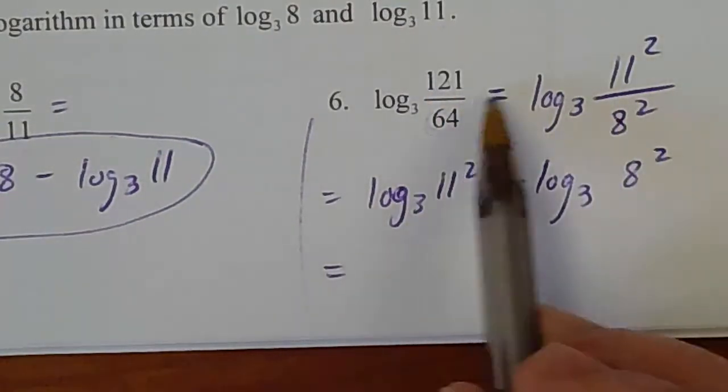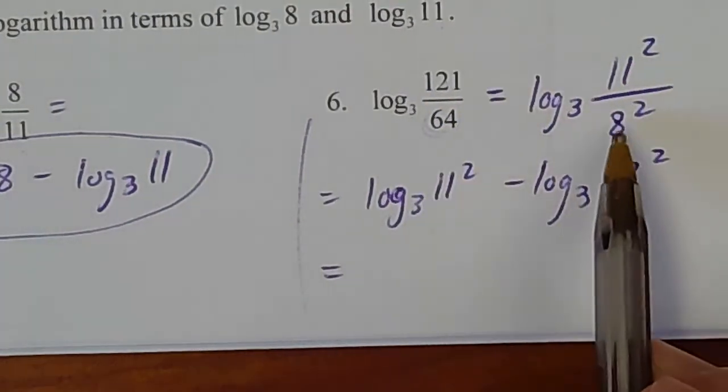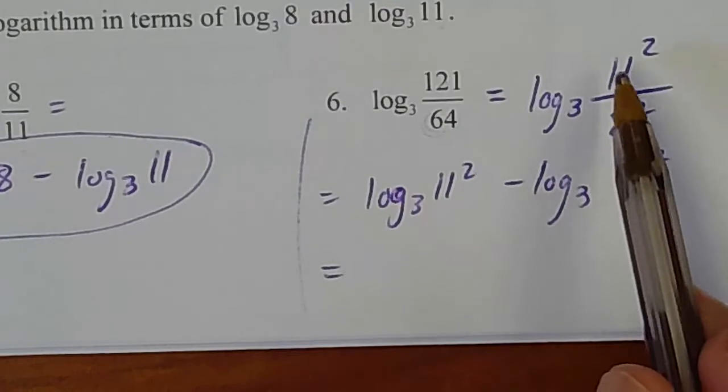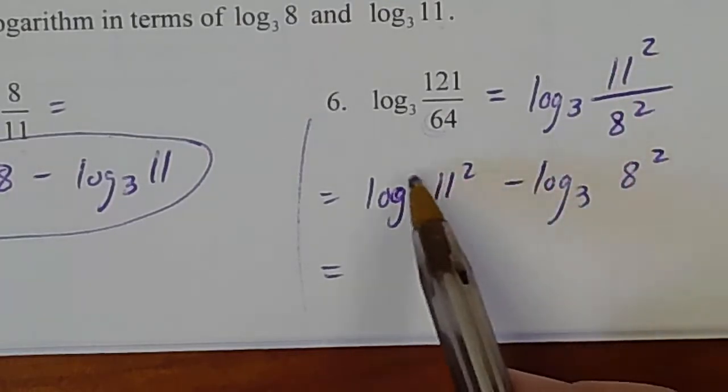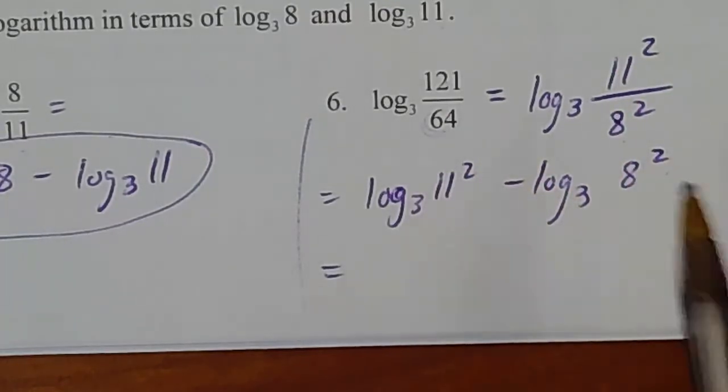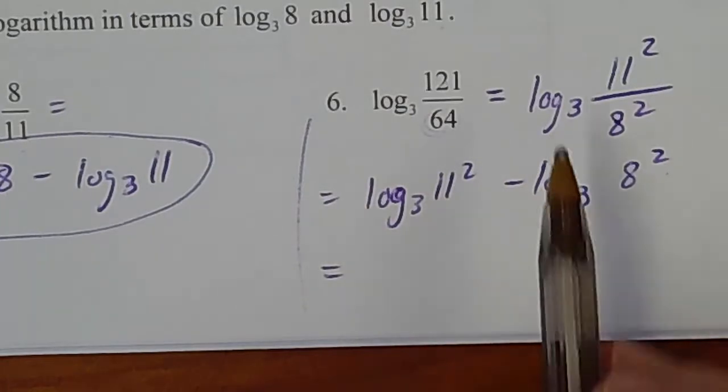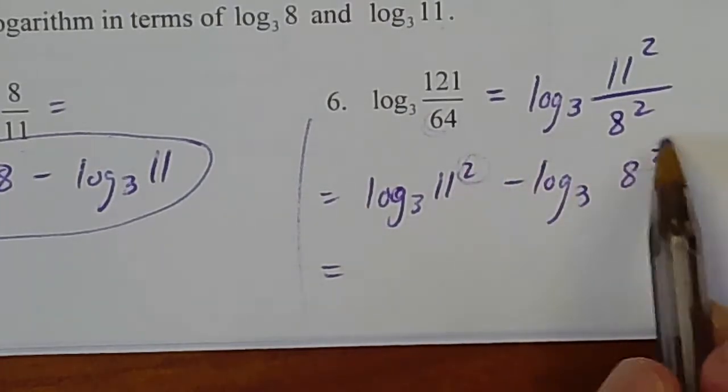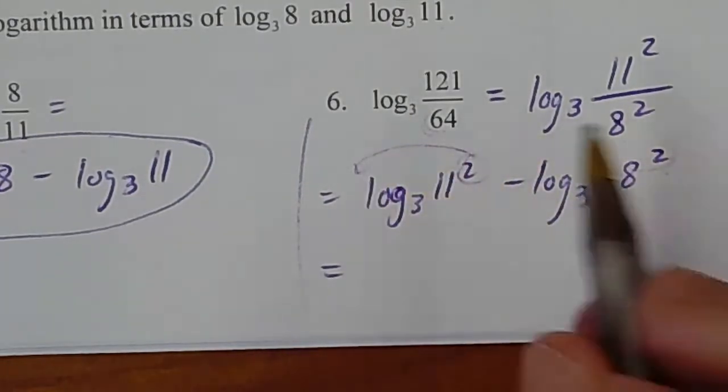All right, so we can write 121, 11 squared, 64, 8 squared. Now just use the quotient rule, u over v. So then log of u minus log of v. Okay. One last thing we can add to this one is that power property. I've got these exponents that can be written as coefficients.